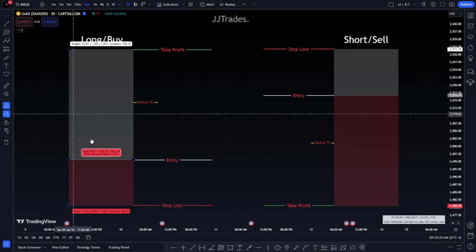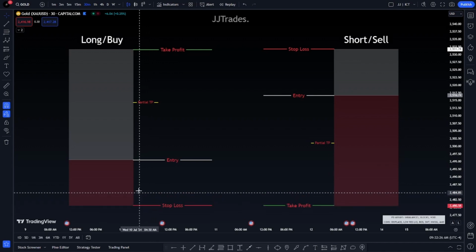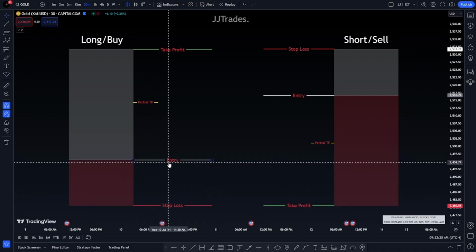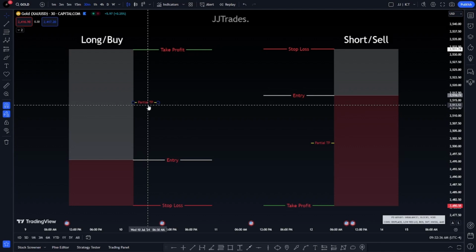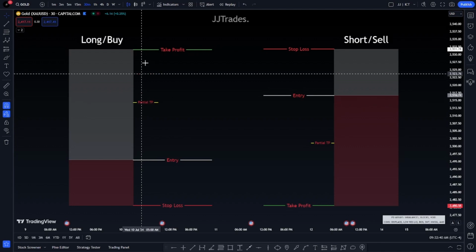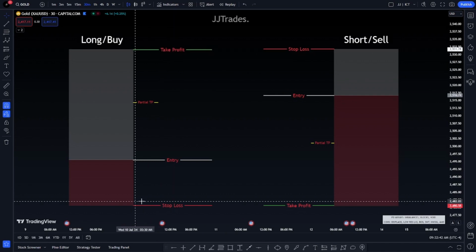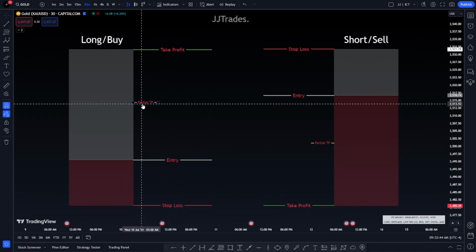With a buy position, your stop loss would be under the entry. You can have a partial take profit. A partial take profit is optional. It's not needed, but if you want, you can take partial to secure your profits. That is something you should do if you want to secure your profits. But if your take profit is a very short one compared to your stop loss, then yeah, you don't need to have a partial take profit. Partial take profits are optional.